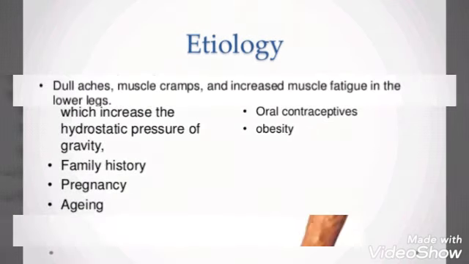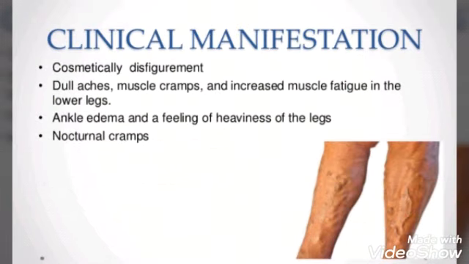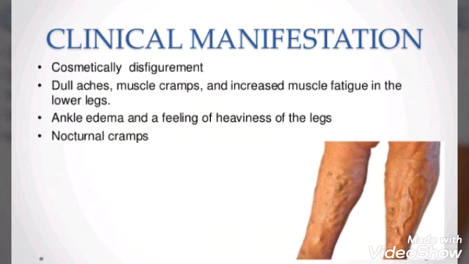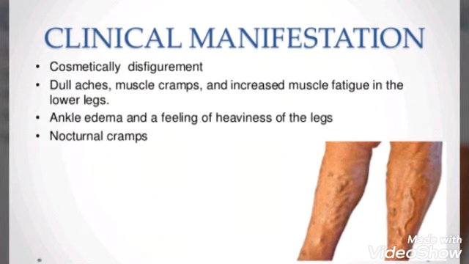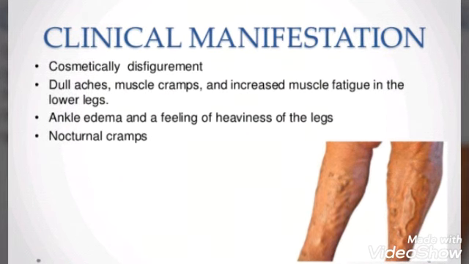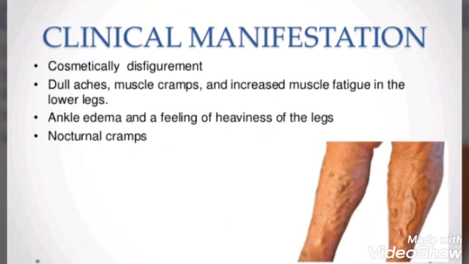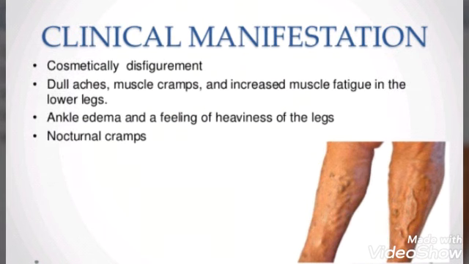Then we can see the clinical manifestations, how you are going to find out the signs and symptoms in the patient. We'll mainly see cosmetic disfigurement. When patients have these swollen veins, you'll see unevenness in the skin that looks bad from the outside, and thus you can picture it as a disfigurement. Then dull aches. Dull aches means there will be a little pain present.